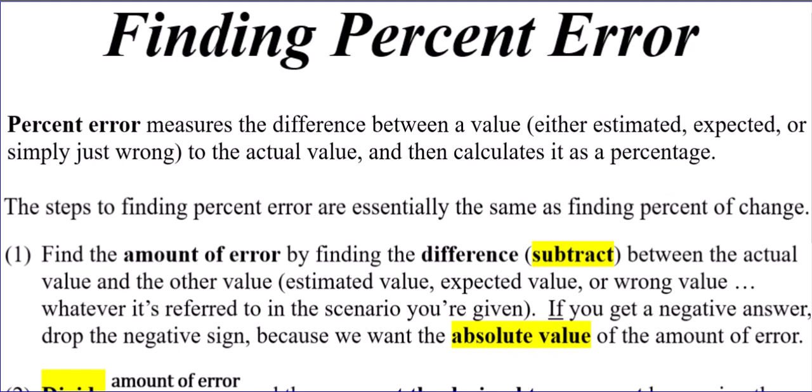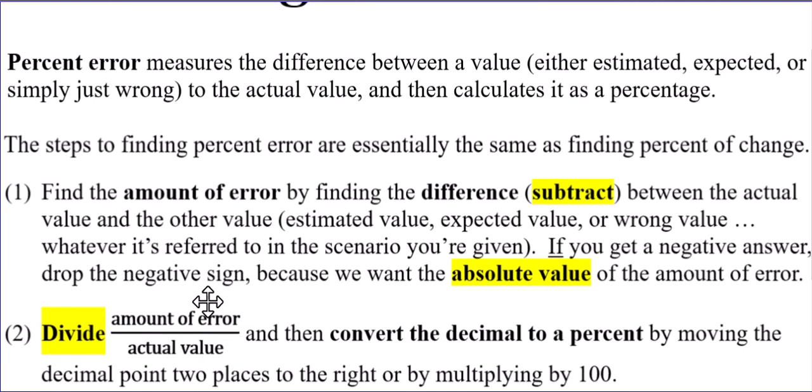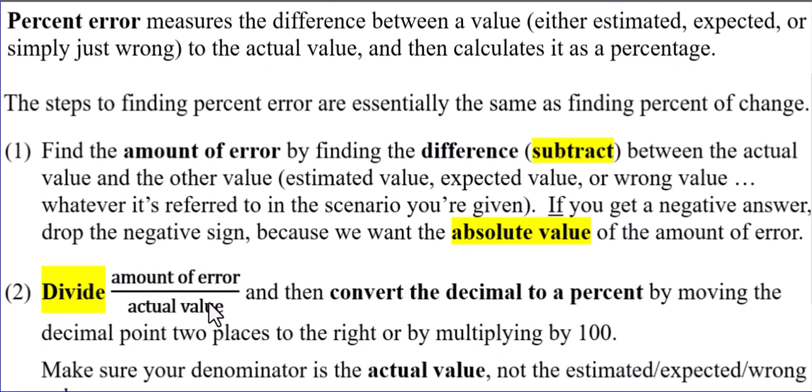It says percent error measures the difference between a value, either estimated, expected, or simply just wrong, to the actual value, and then calculates it as a percentage. The steps to finding percent error are essentially the same as finding percent of change, which you might recall involved subtracting and then later dividing.